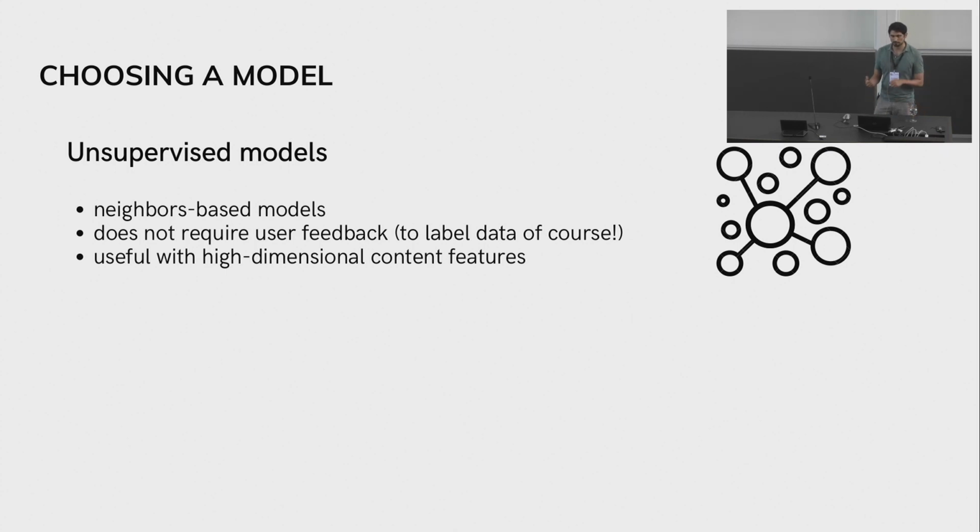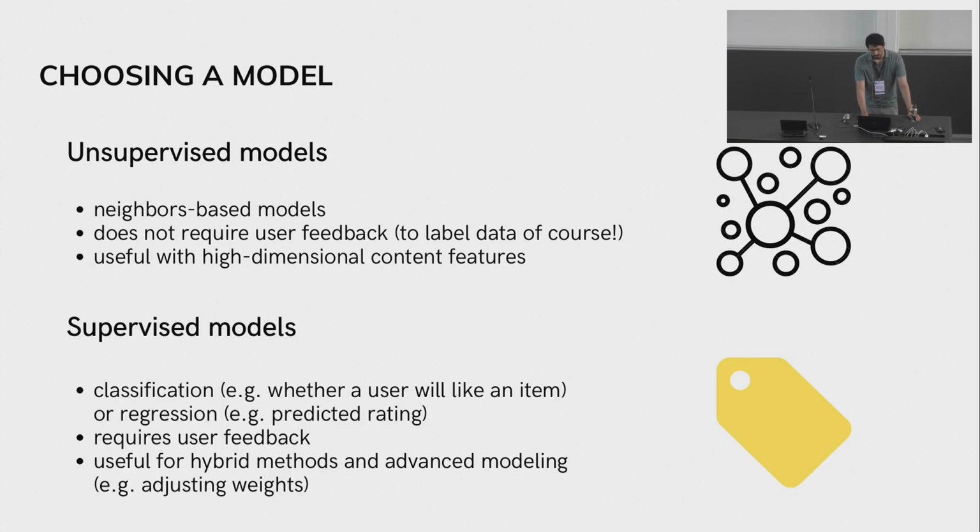Okay, we also have to choose a model. For instance, for unsupervised models, we usually use neighbors-based models, like KNN or something like this. They are good in the sense that they do not require user feedback. As I was saying, it's important for us to respect privacy and to give the same recommendations across different users, mostly based on the content itself.